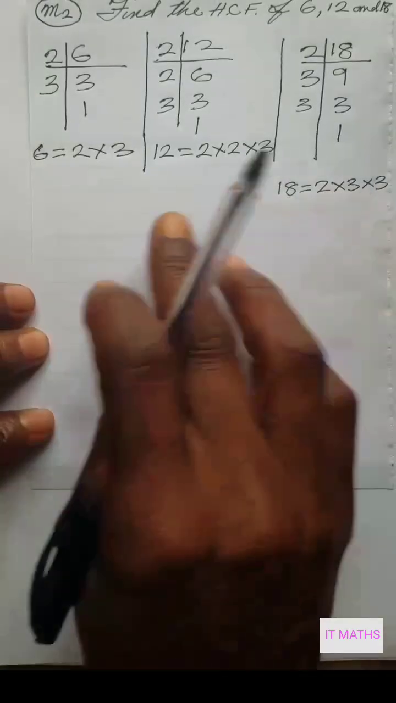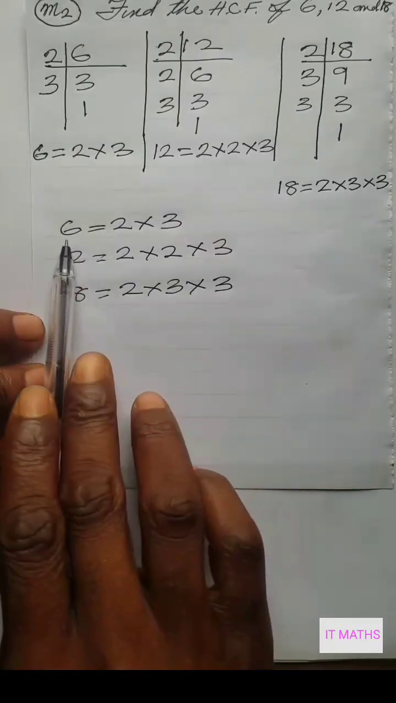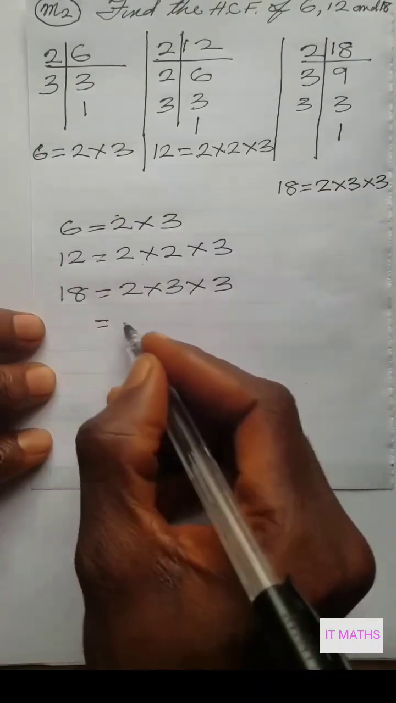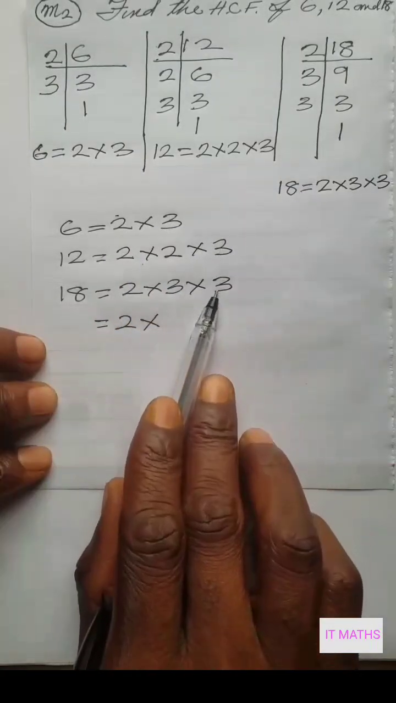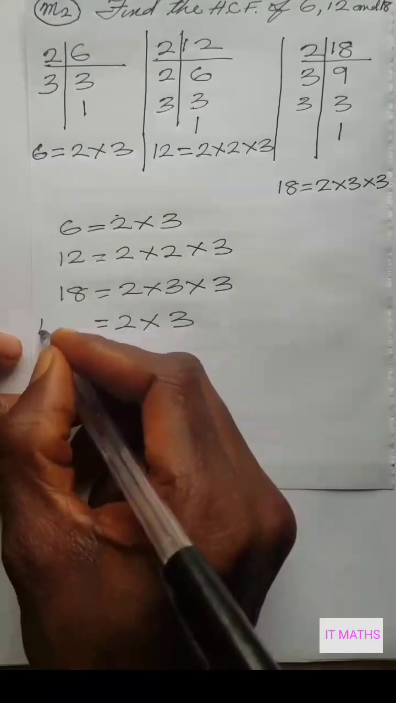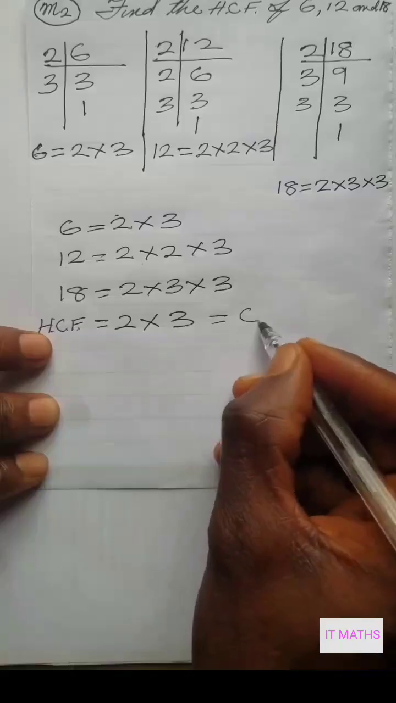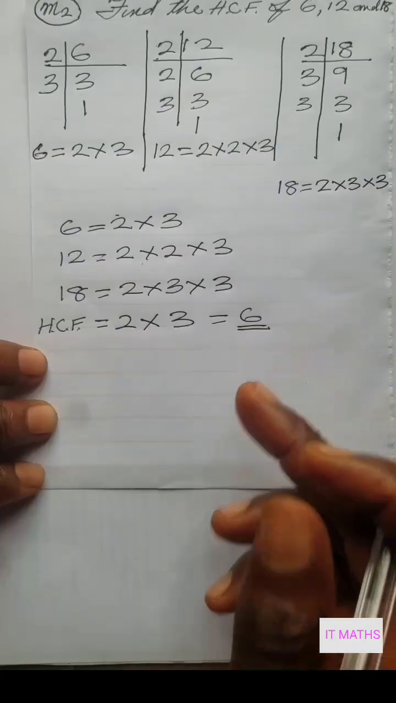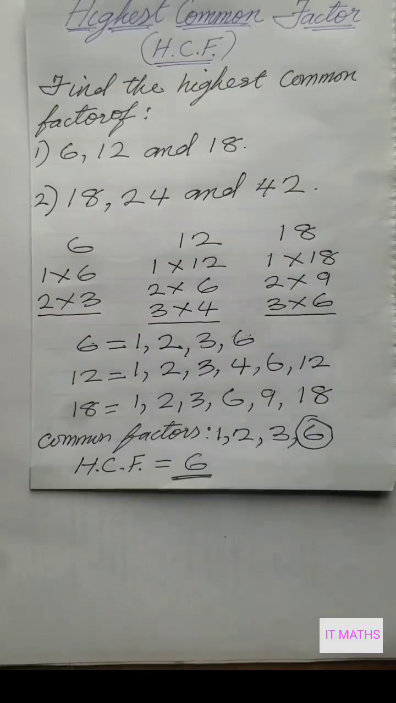Now let's put them all together so that we can easily see the common factors. So which ones are common? We have 2, so we bring down 2 times 3. Is 3 common? Yes. We have 3 here, we have 3 here, we have 3 here. So our highest common factor becomes 2 times 3, which is 6. Do you see? It is the same as what we had in our first method. The same 6. Okay, let's go to the third method now.